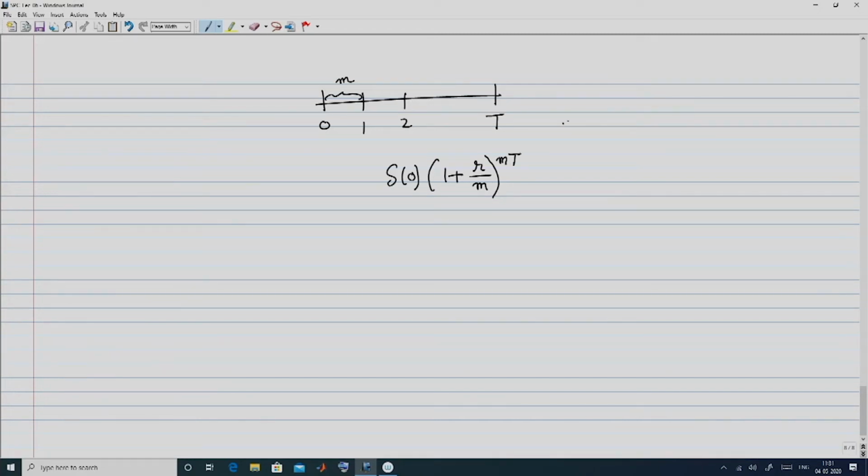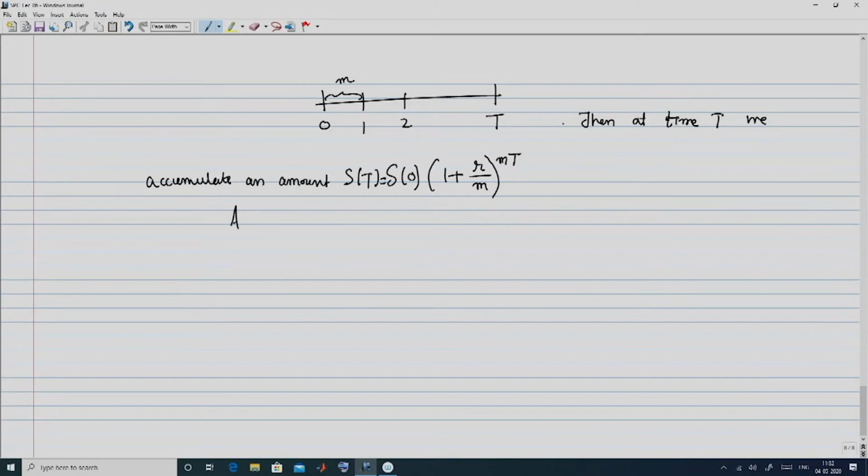So, then I can make the statement that at time capital T we accumulate an amount given by S of T is equal to S naught into 1 plus R by m raised to m t. Now, if I want to do continuous compounding, this means that the interest is being calculated on a continuous basis. So, this means that I will take m tends to infinity for continuous compounding. What do you get?